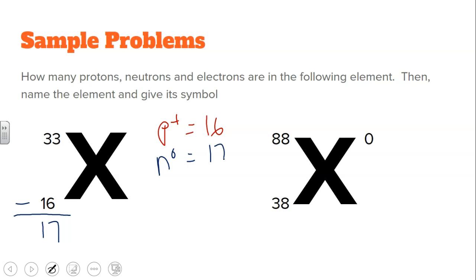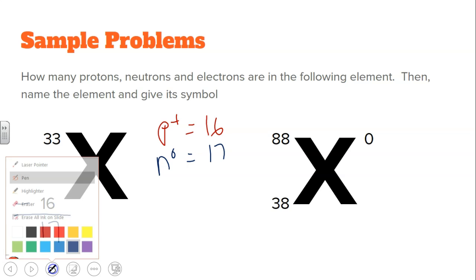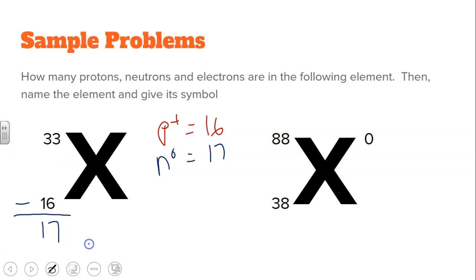And now the number of electrons becomes a little more straightforward, because here, notice there's no value here. This is indicating that it's neutral. A neutral atom is always going to have the same number of protons as electrons.